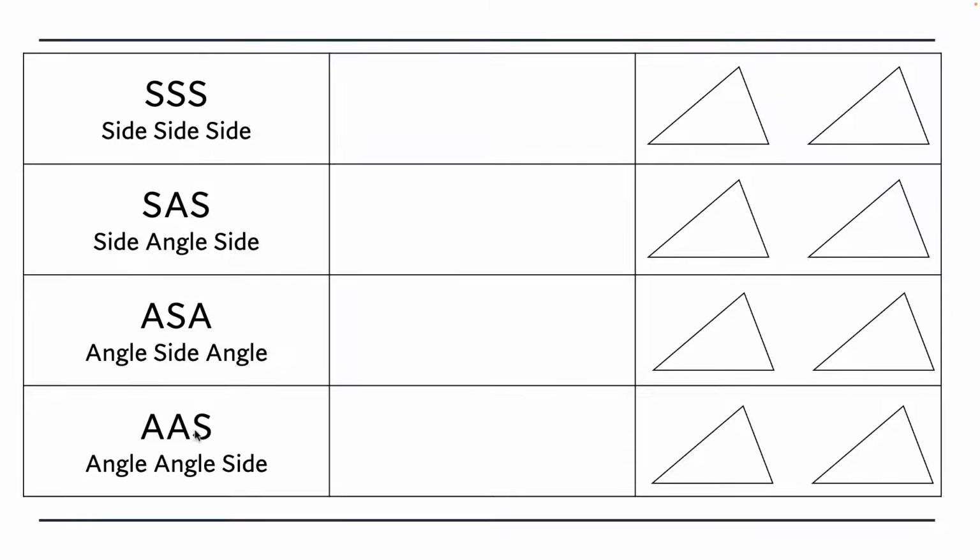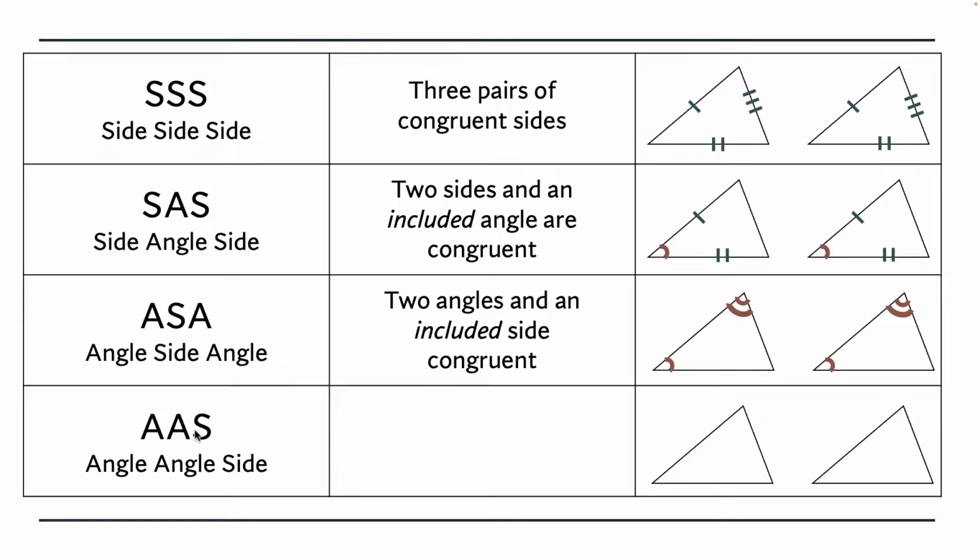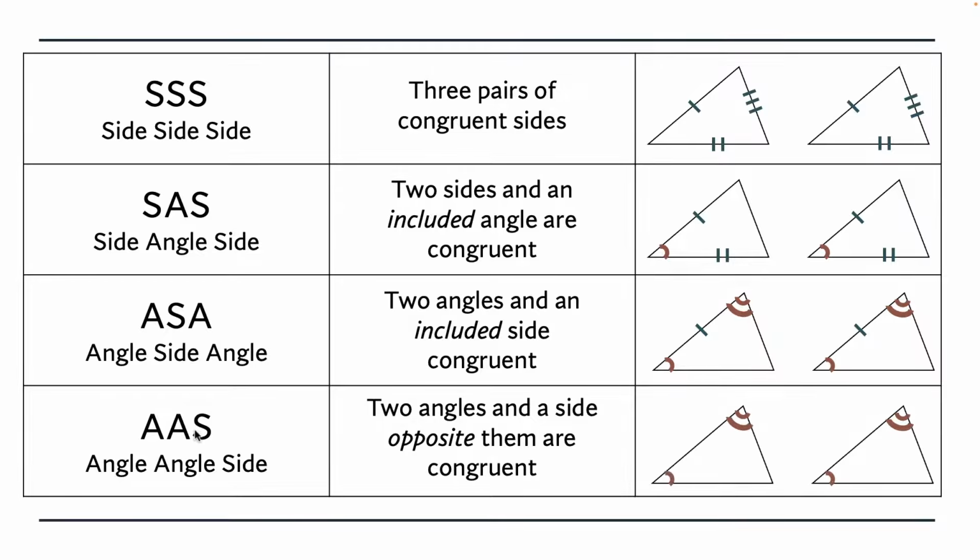First is the side, side, side shortcut, meaning if you have 3 pairs of congruent sides, the triangles are congruent. If you have 2 sides and an included angle that are congruent, then you know the triangles are congruent. If you have 2 angles and an included side, so there's 2 angles and then the side between them, that would work as a shortcut to proving that the triangles are congruent. And finally, 2 angles that are congruent and then a side that's not between them. That would also work as a shortcut.